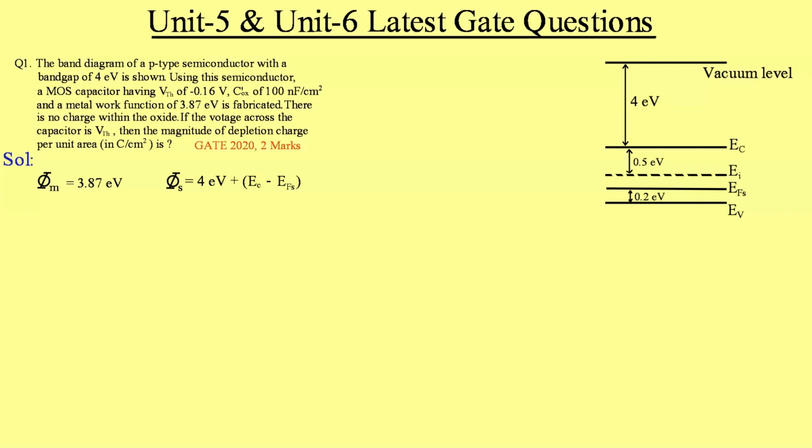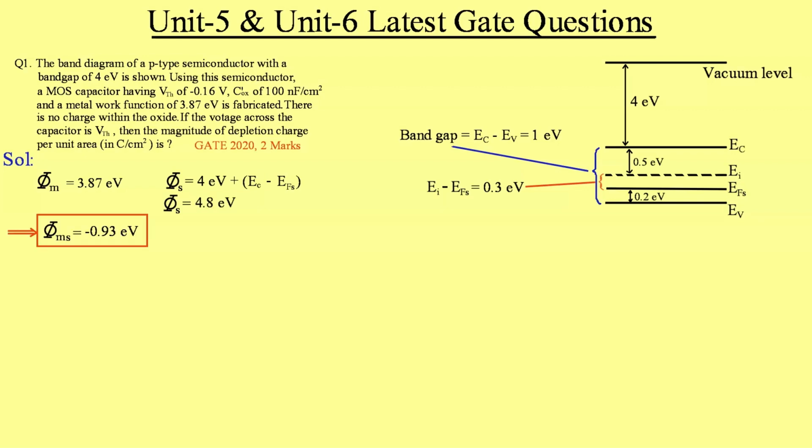By simple calculations, we can find the energy difference between the intrinsic Fermi energy level and the Fermi energy level of the semiconductor to be 0.3 electron volt. Therefore, we will find the semiconductor work function to be equal to 4.8 electron volt, which will give us the metal to semiconductor work function difference to be equal to minus 0.93 electron volt.